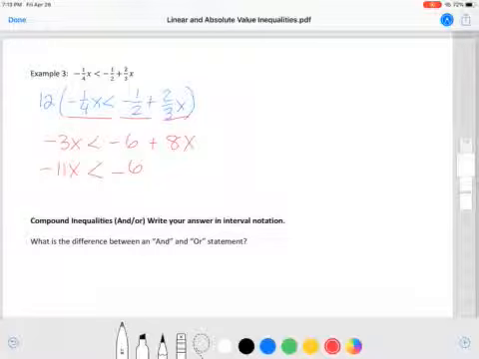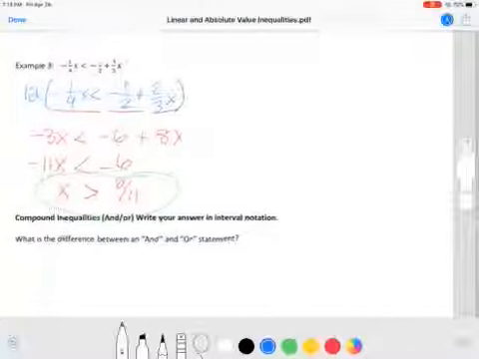Now I'm going to divide both sides by negative 11 to finish solving for x. But I'm dividing by a negative number, so I have to remember to switch the inequality sign. And I have negative 6 divided by a negative 11, which would end up being a positive because I have a negative divided by a negative. So this is my answer in inequality notation.